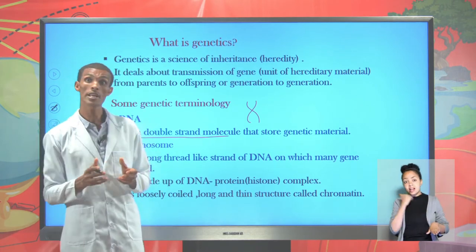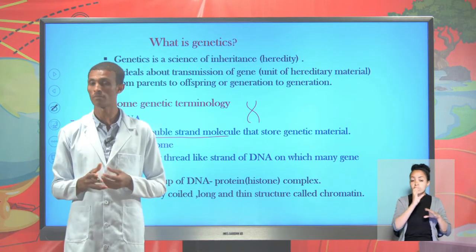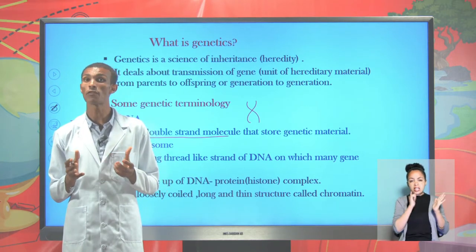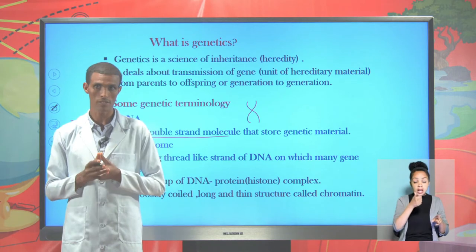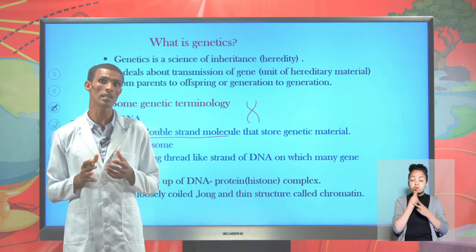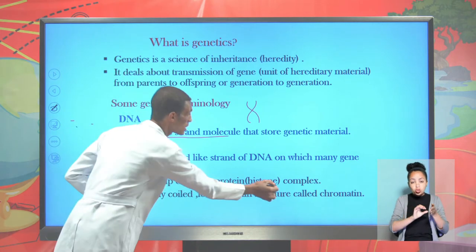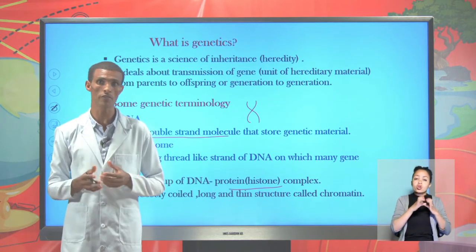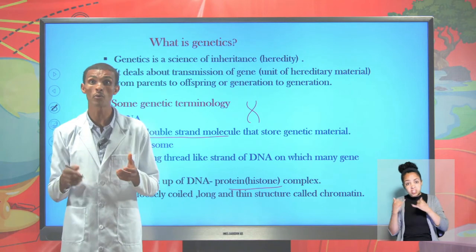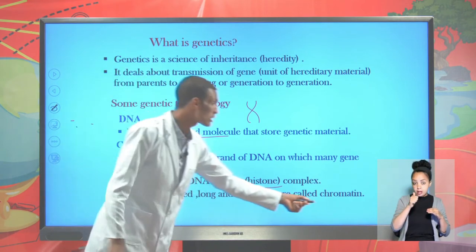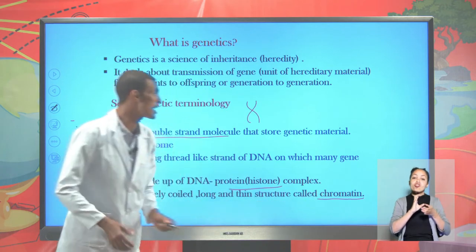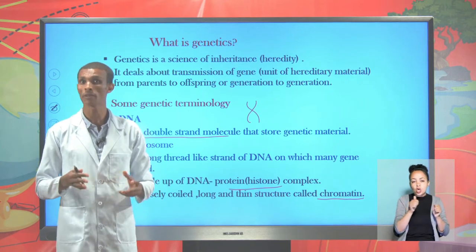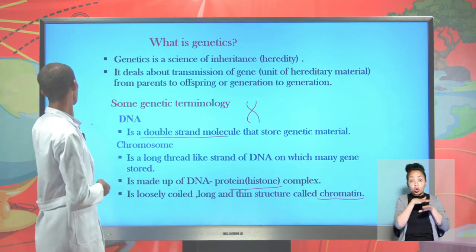And then another term is chromosome. A chromosome is a long thread-like structure that is made from a DNA-protein complex. A special protein that is very important to compose a chromosome is histone protein. When a chromosome is not ready for division, it may be found loosely within the DNA. This loose arrangement of chromosomes within the DNA is considered chromatin. When they cannot be stained under a microscope, we call it chromatin.